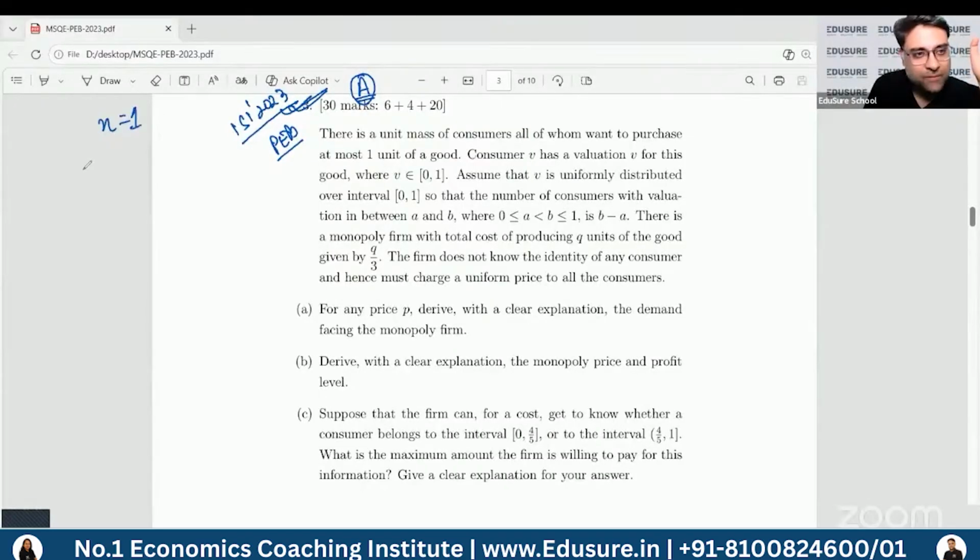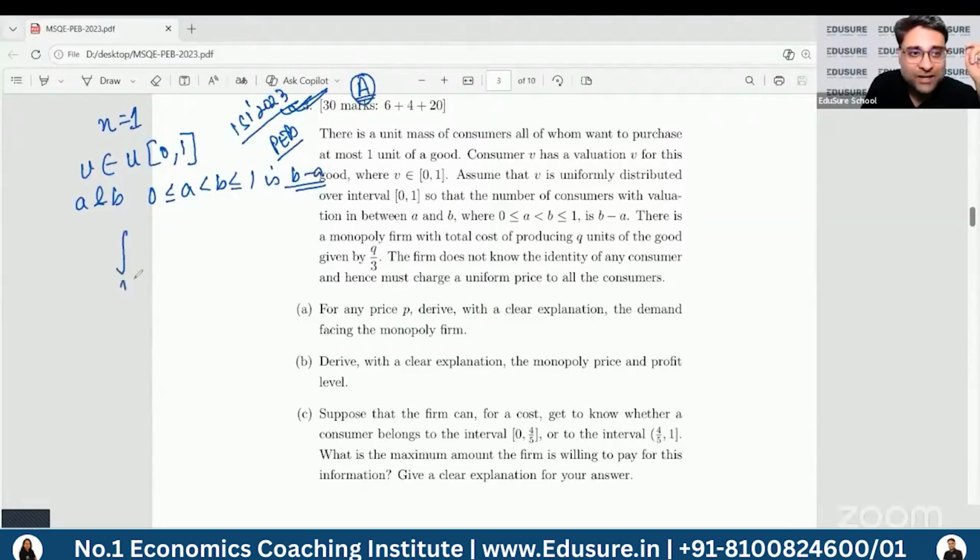Consumer V has a valuation V uniformly distributed between the interval 0 to 1, so that the number of consumers between A and B, where 0 less than or equal to A, less than B, less than or equal to 1, is basically B minus A. How did you get that? Basically integration from A to B of 1 by (1 minus 0) dx, hence this is equal to B minus A. That is what it means. The consumers between A and B, because it is uniformly distributed, so it's like this.